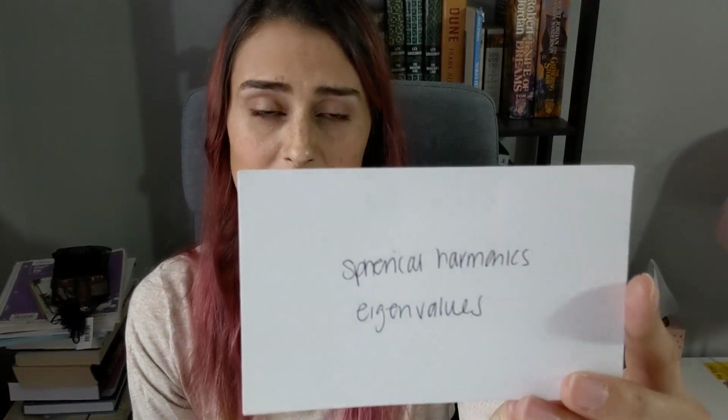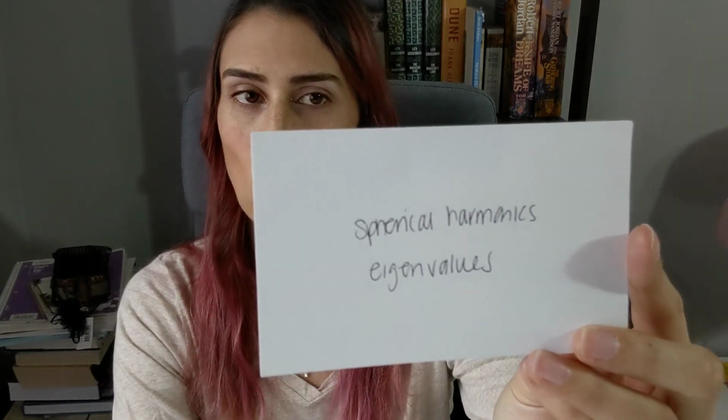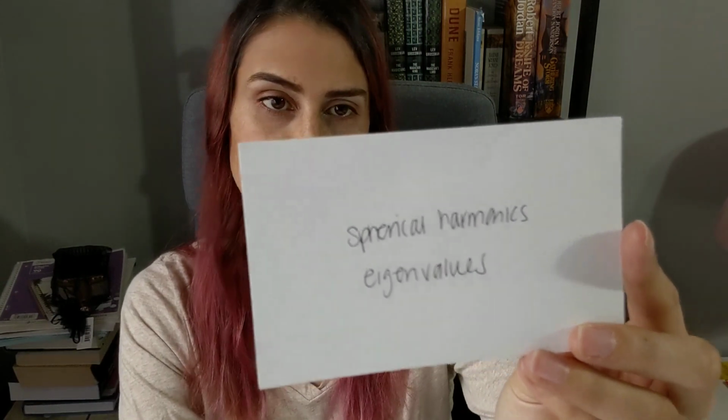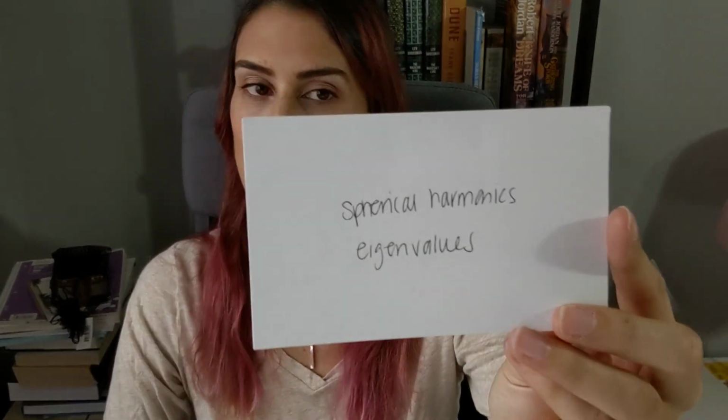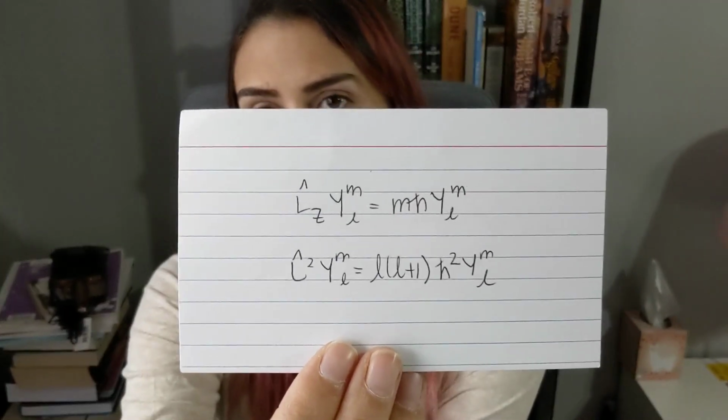Spherical harmonics eigenvalues. So L hat z of Y_lm equals m h bar Y_lm, and L hat squared of Y_lm equals l times (l plus 1) times h bar squared times Y_lm.